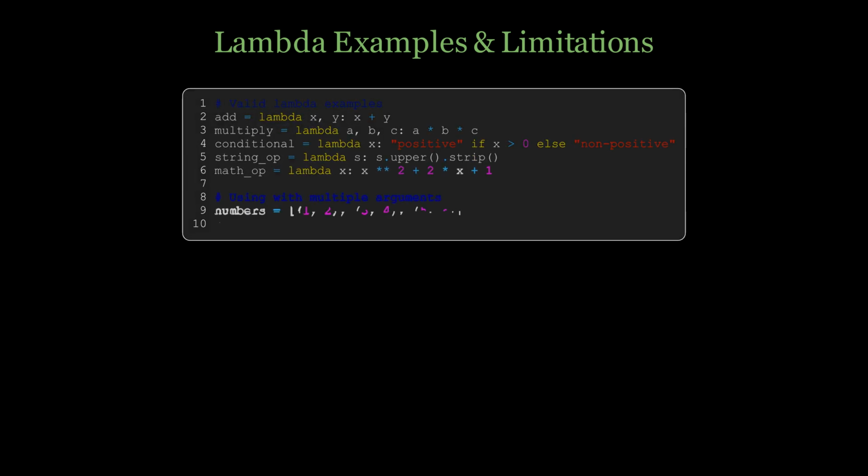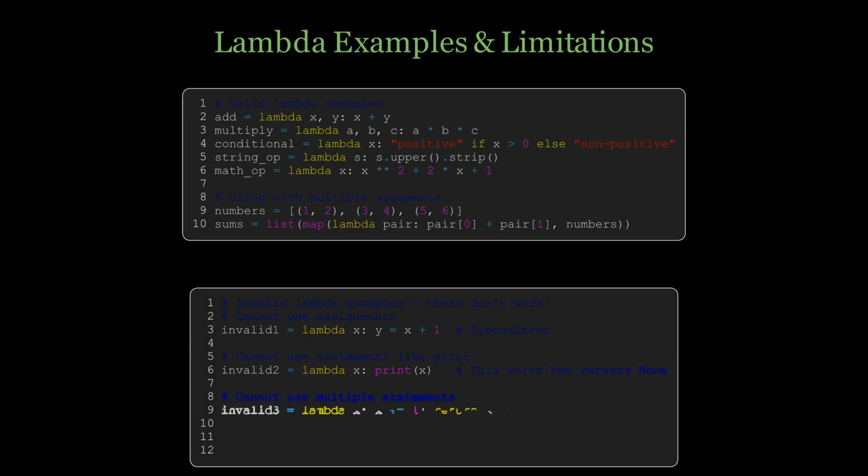Here are valid lambda examples. Notice how they all contain single expressions that return values. You can use conditionals, method calls, arithmetic operations, and work with multiple parameters. Lambdas excel at simple transformations.